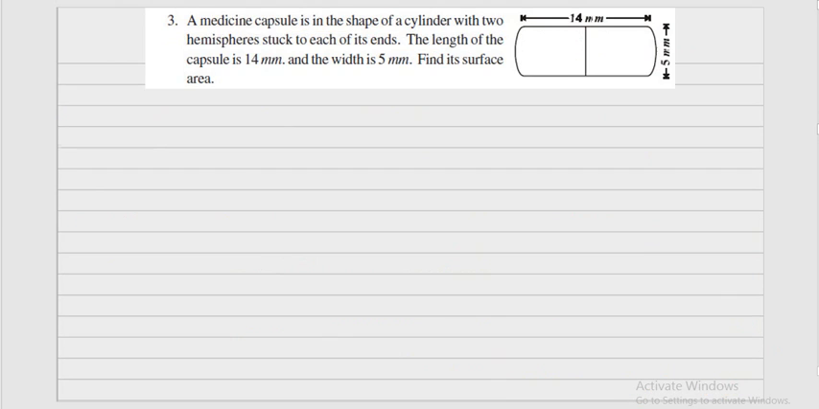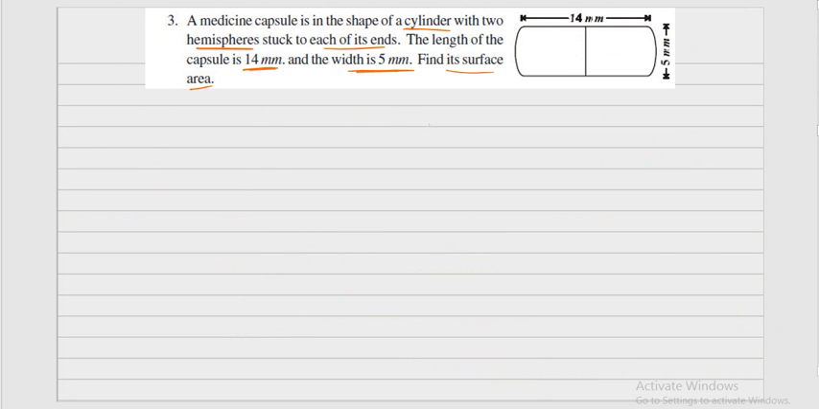Next, moving on to one more question. Here a medicine capsule is given. The medicine capsule is a similar shape to my water tanker, right? Now what has he given? A medicine capsule is in the shape of a cylinder with 2 hemispheres stuck to each of its ends. The length of the capsule is 14 millimeters and width is 5 millimeters, and we need to find its surface area.